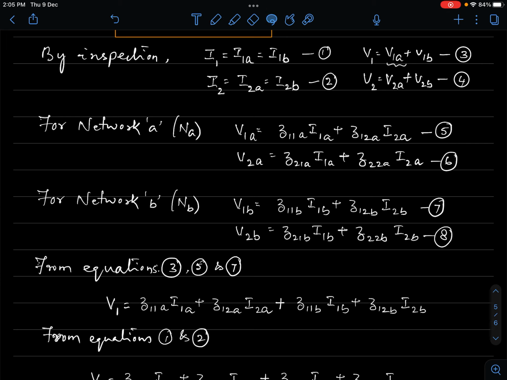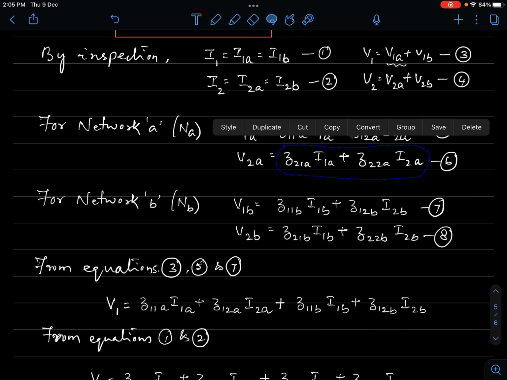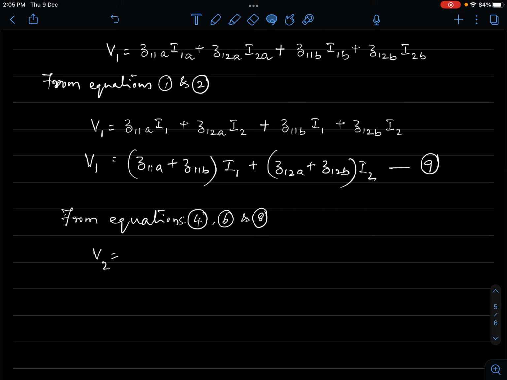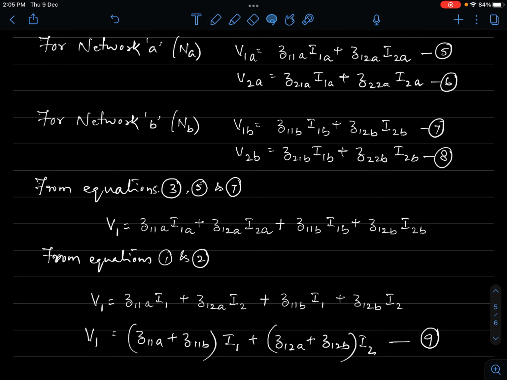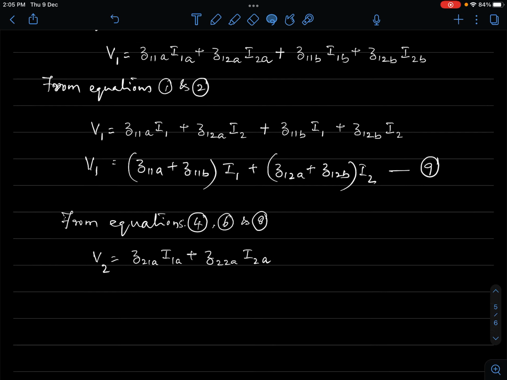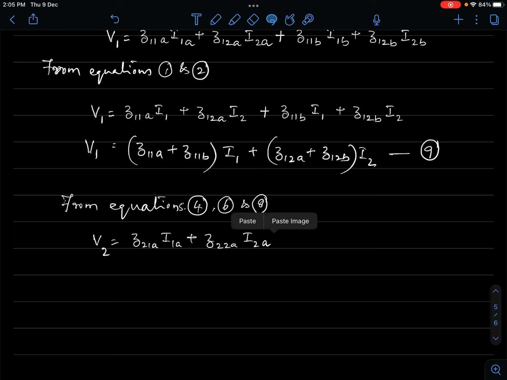So I will take that equation of V2A. Only the right hand side I need. I'll copy this. I'll paste it here. Okay, and I will have to take V2B. The right hand side of V2B I'm taking. I'll copy this. Plus, okay, I'll first paste, then I'll put a plus here.